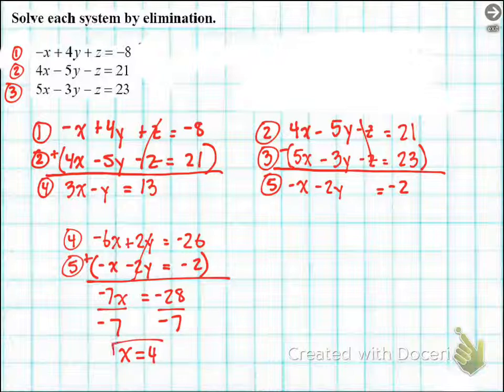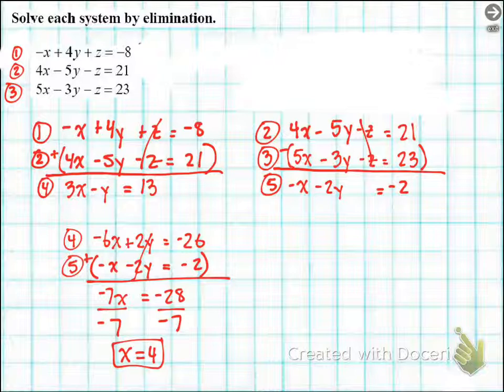Good. Now, how do I figure out the next variable? How do I go back and figure out y? What do I need to do? Plug it into which equation? It can't be any one. Should we do 1, 2, or 3? No, why not? Would we figure out what y is if we did 1, 2, or 3 at this point? No, because there's 3 variables, right? So which one should we go to? Okay, let's do 5. 5 is nice because there's just a negative x and negative 2y.